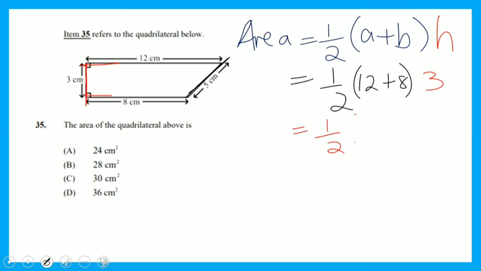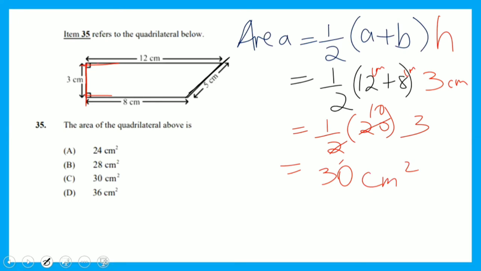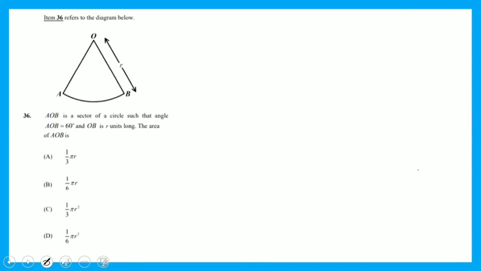12 plus 8 is going to be 20 times 3. 2 into 20 will give us 10. And so we now have 10 times 3, which is 30. And of course, for the units, you would have been inserting your 12 centimeters, 8 centimeters, 3 centimeters. So it would have been 10 centimeters times 3 centimeters, which would be 30 centimeters squared. And that's it.